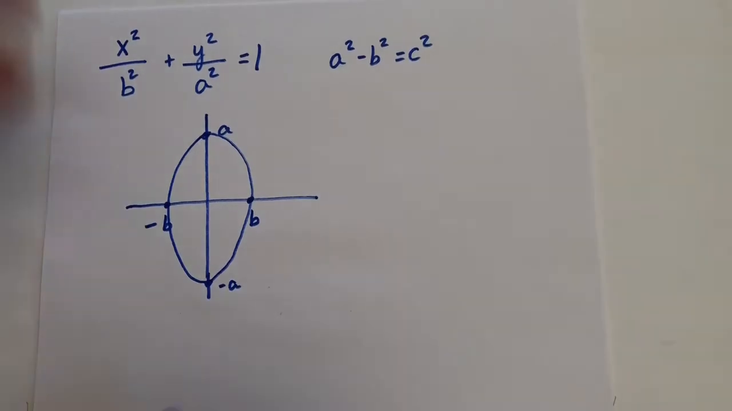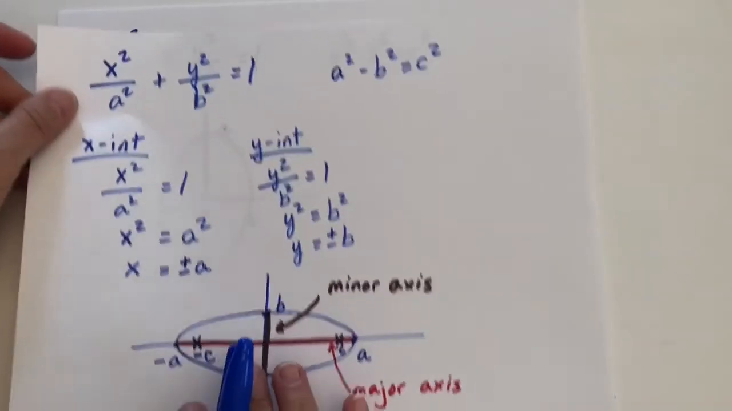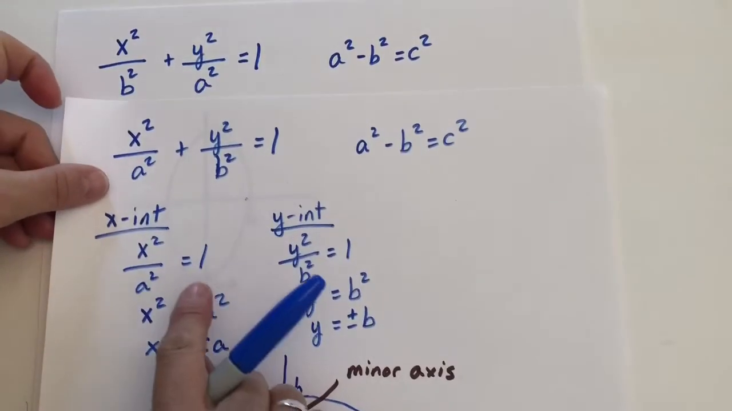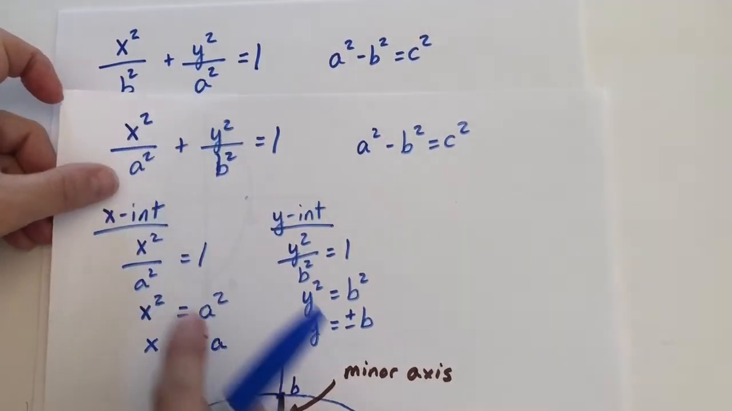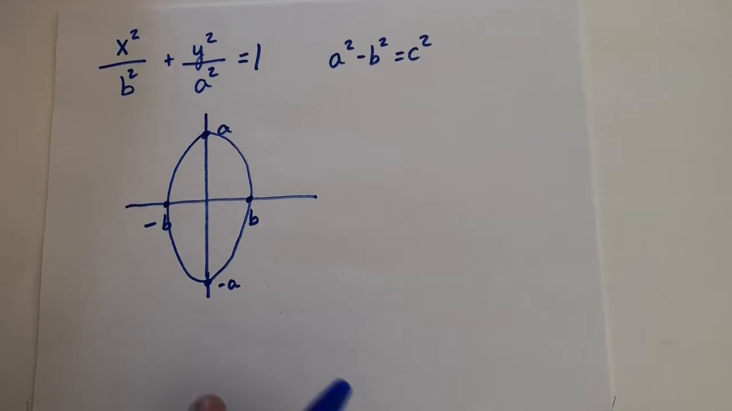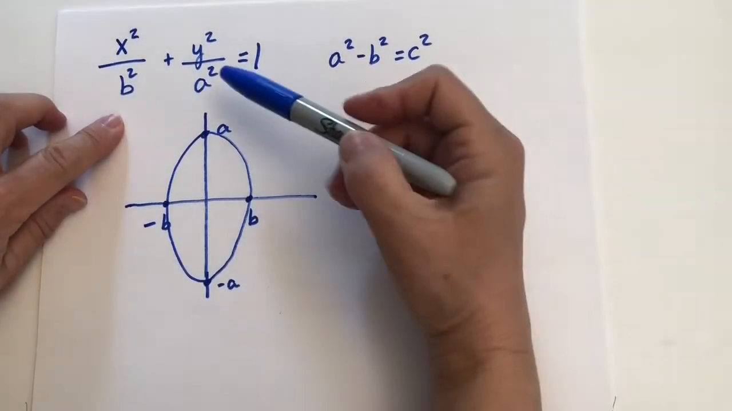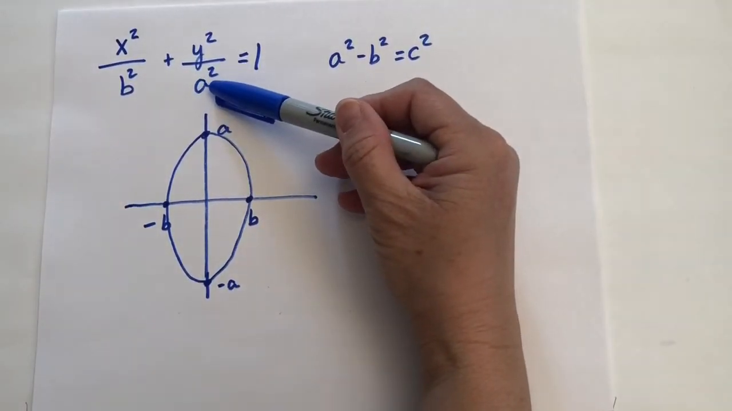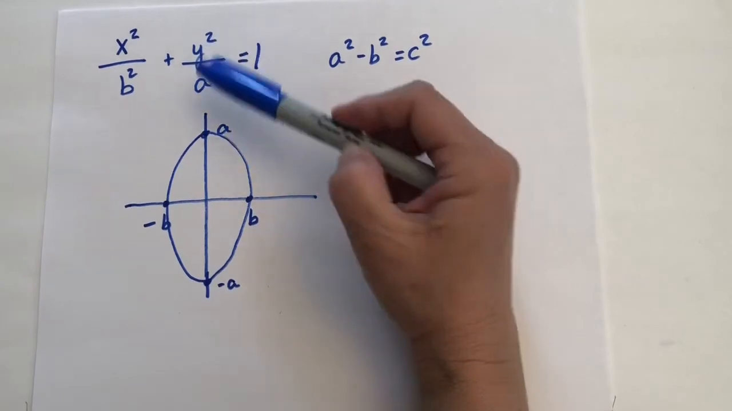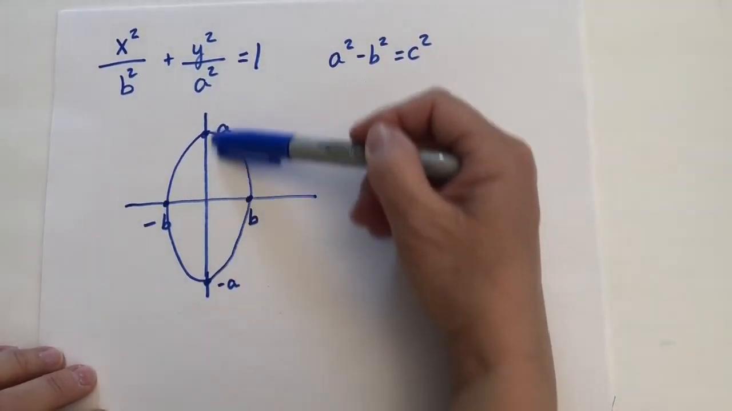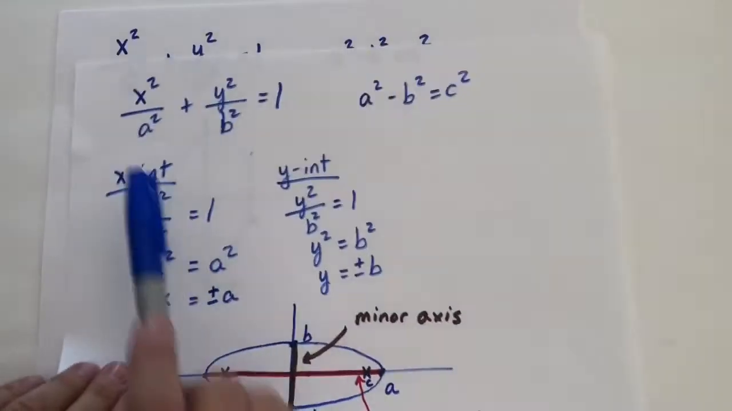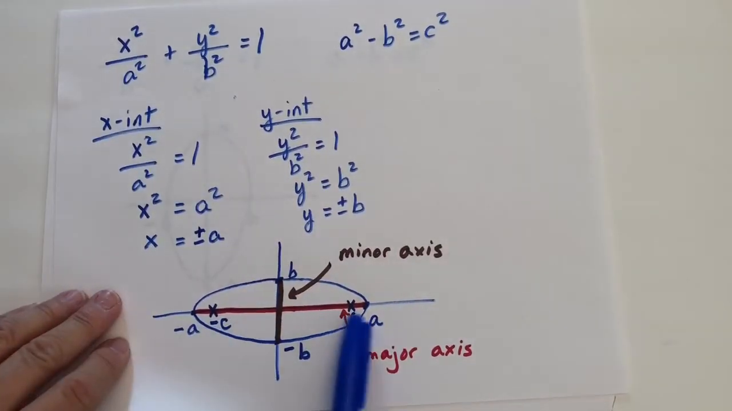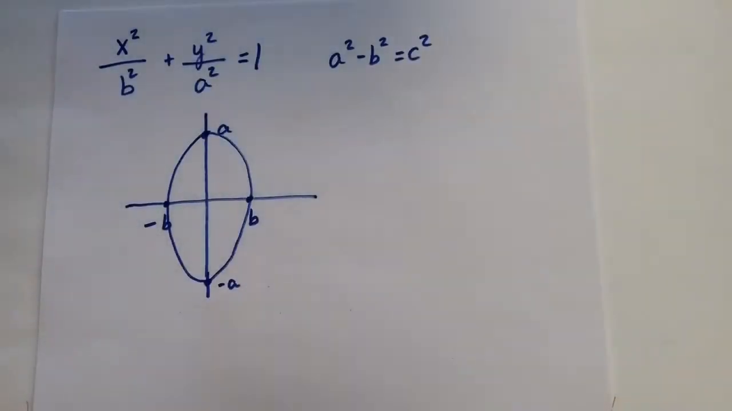Now from these equations, you can't really tell the difference between the a squared and the b squared, but let me just tell you, with respect to the ellipses, we let a squared be the larger of the two denominators. So if the larger of the two denominators is underneath the y squared, you'll have a vertical ellipse like this. If the larger denominator is underneath the x squared, you'll have a horizontal ellipse like this.